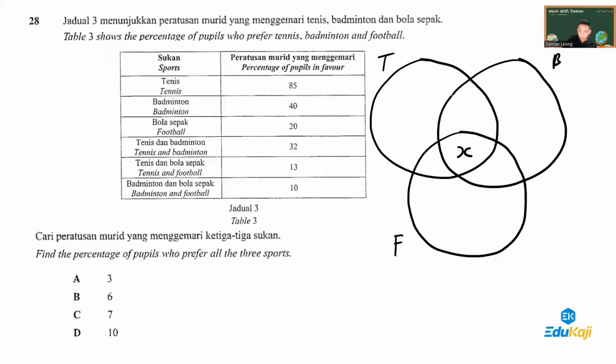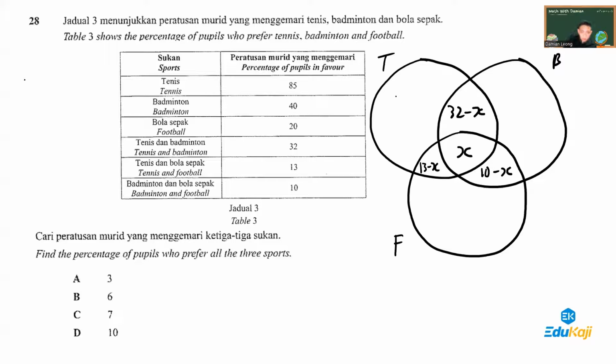So those who like badminton and football, there's 10 of them. So 10 minus X here, because these two sections add together is 10. Tennis and football, 13. So here 13 minus X. Tennis and badminton, 32. 32 minus X. So the whole set T has 85%. Means here would be 85 minus 32 minus X minus 13 minus X minus X.